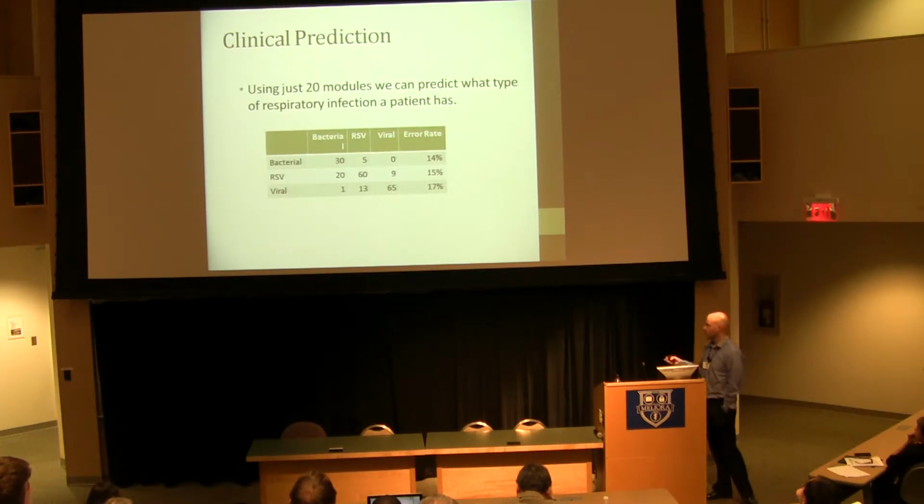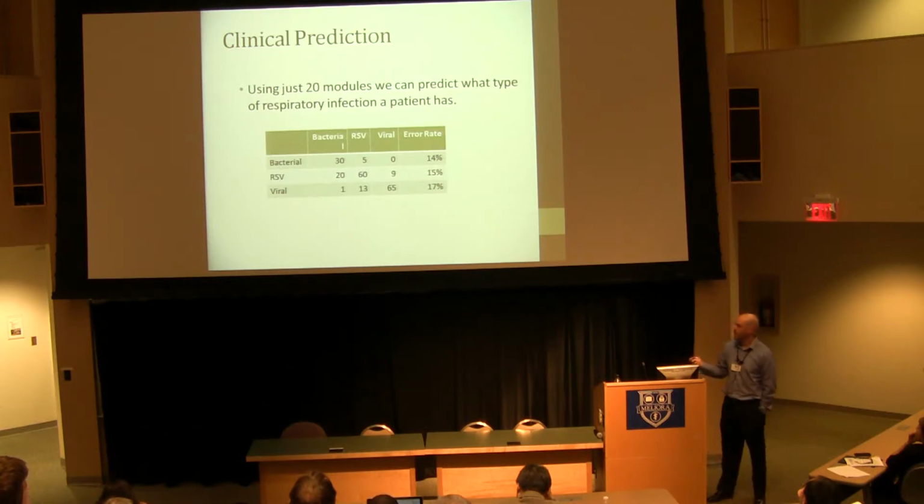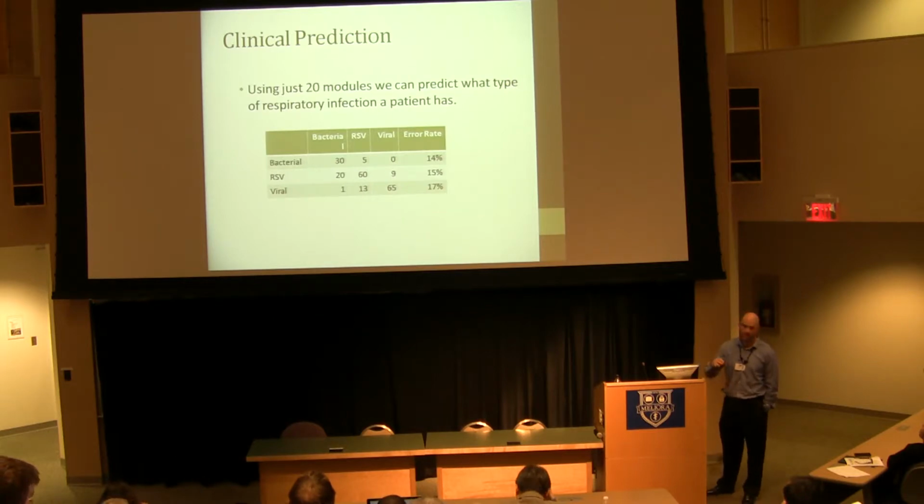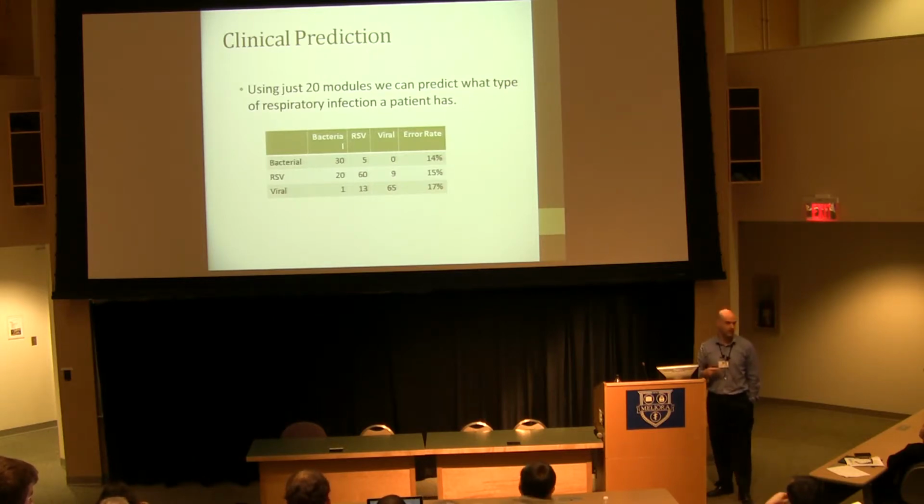But what we're going to do now is work with clinicians to develop a qPCR assay using a Fluidigm machine. This is just using 20 modules, so we'll probably take 4 more central probes from each of those modules, and use those in a qPCR assay on actual samples and see what kind of prediction we can get. First, we're going to start with viral versus bacterial, and then later on we'll look at RSV versus viral.